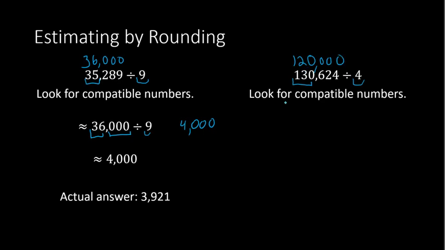So put a 12 there and then follow it with zeros. So we can round the 130,624 to 120,000. And then we can do 12 divided by 4. That would give you a 3. And then there's 4 zeros at the end. So you put 4 zeros over here. And my comma was in the wrong spot. It's going to be right there. So your answer, your estimate, is going to be 30,000.